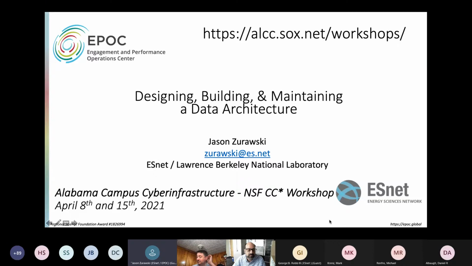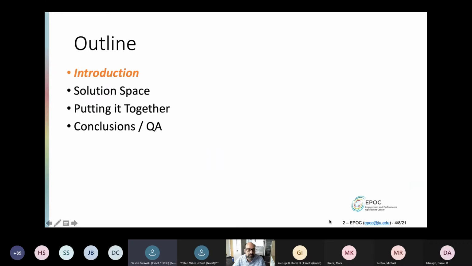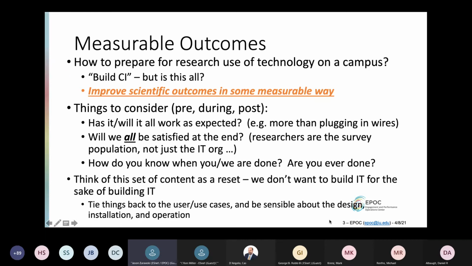It really is a data architecture. And I'll get into why that is as we get through this. So a couple of pieces of this talk: I'll give a little bit of motivation, and then we'll go into some details about how you can construct your solution space, and then how to put it all together, and then hopefully leave a little bit of time for questions for people who have them.